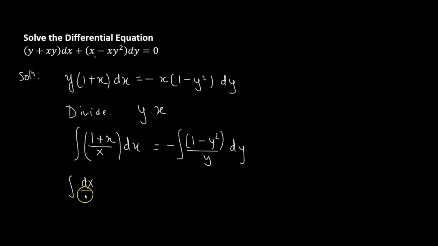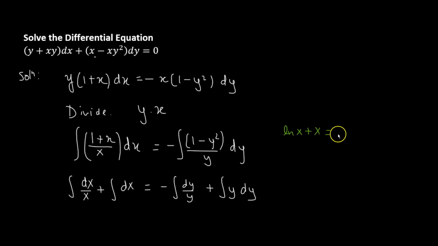So this will be the integral of dx over x plus the integral of dx equals minus the integral of dy over y plus the integral of y dy. Solving this integral is going to give us natural log of x plus x equals negative log of y plus half y squared plus the constant of integration c, and this is the required solution to the given differential equation. Let's move on to the next and the final problem.